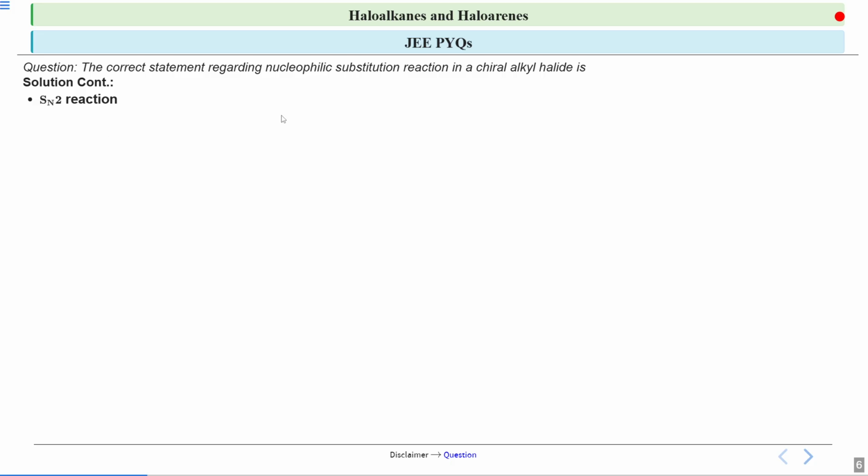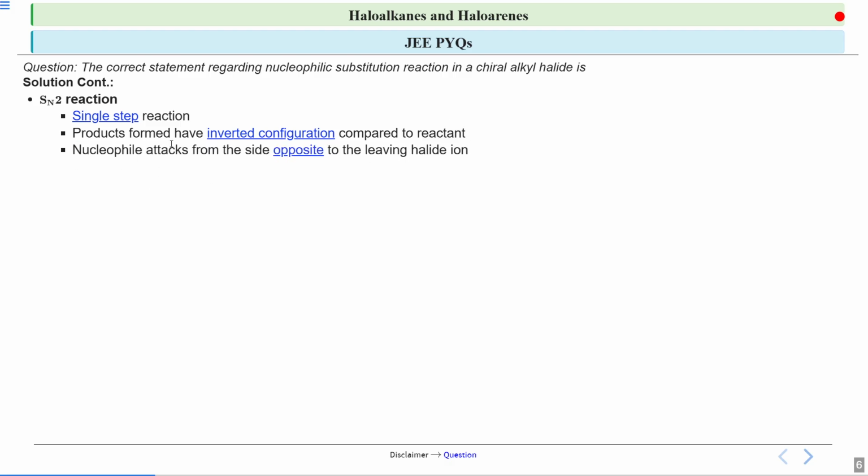Now, if we talk about the another type of nucleophilic substitution reaction, that is substitution nucleophilic bimolecular reaction, SN2 reaction. So, in this reaction, it happens via a single step. So, this is a single step reaction. The carbocation formation will not happen. Actually, in a single step, the carbon halogen bond breaks and the incoming nucleophile and carbon bond makes. So, the product you got has inverted configuration compared to the reactant. Nucleophile will attack from the side opposite to the leaving halide ion.